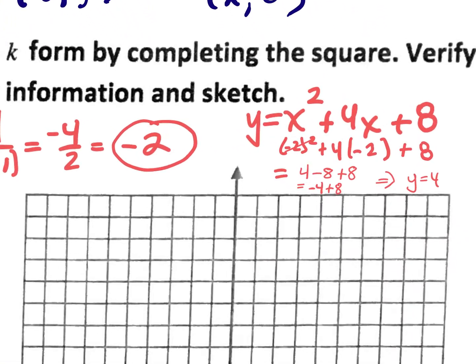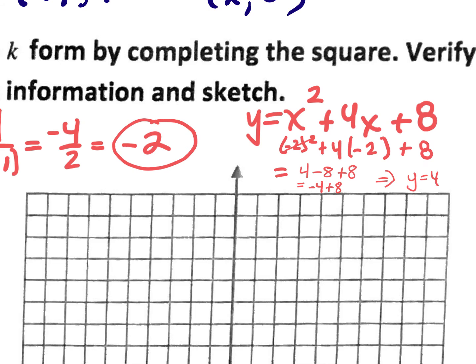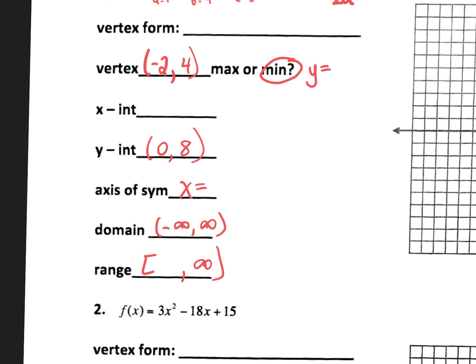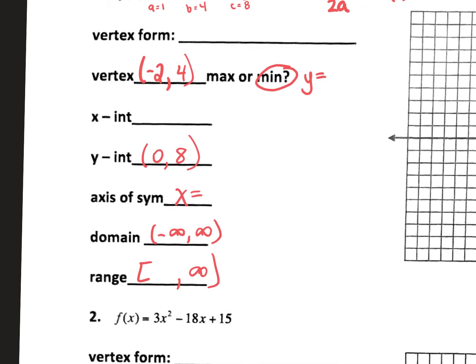I didn't cancel it out. I just simplified it. Negative 2 squared is 4. That's it. All right, so now we can answer almost everything else. What is your axis of symmetry? X equals what? Negative 2.